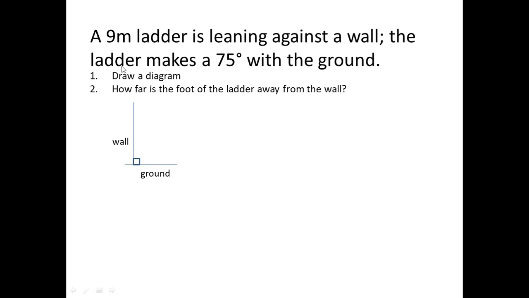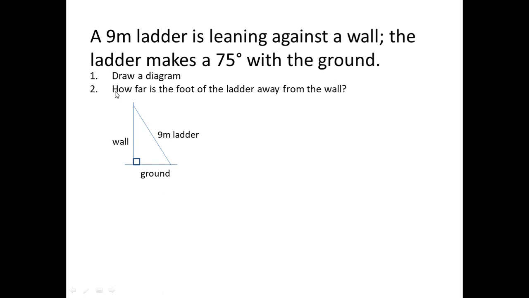A ladder leans against the wall. So that means it's partly on the wall and the other end has to be on the ground. Now I've created a triangle here and I'm going to label this my 9-meter ladder.